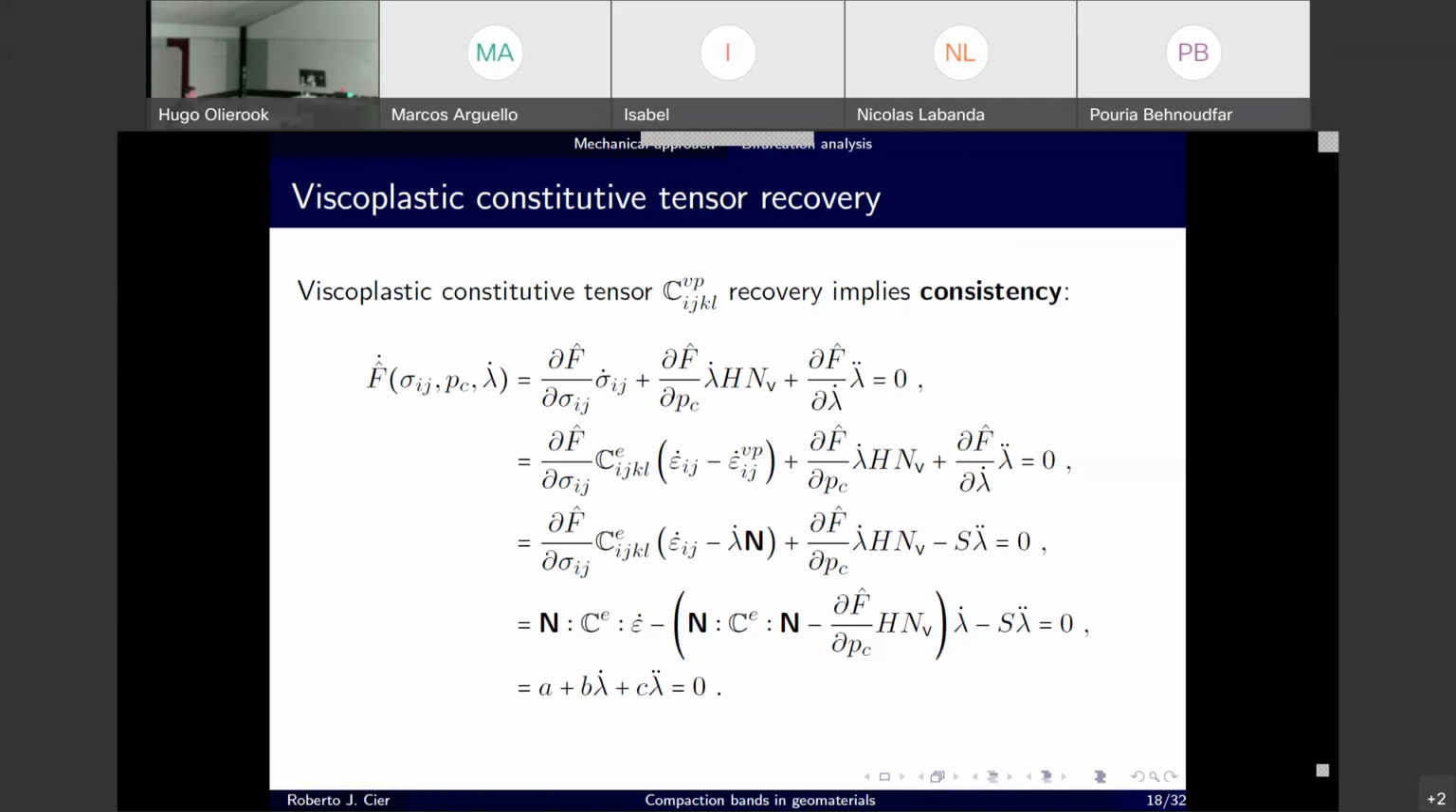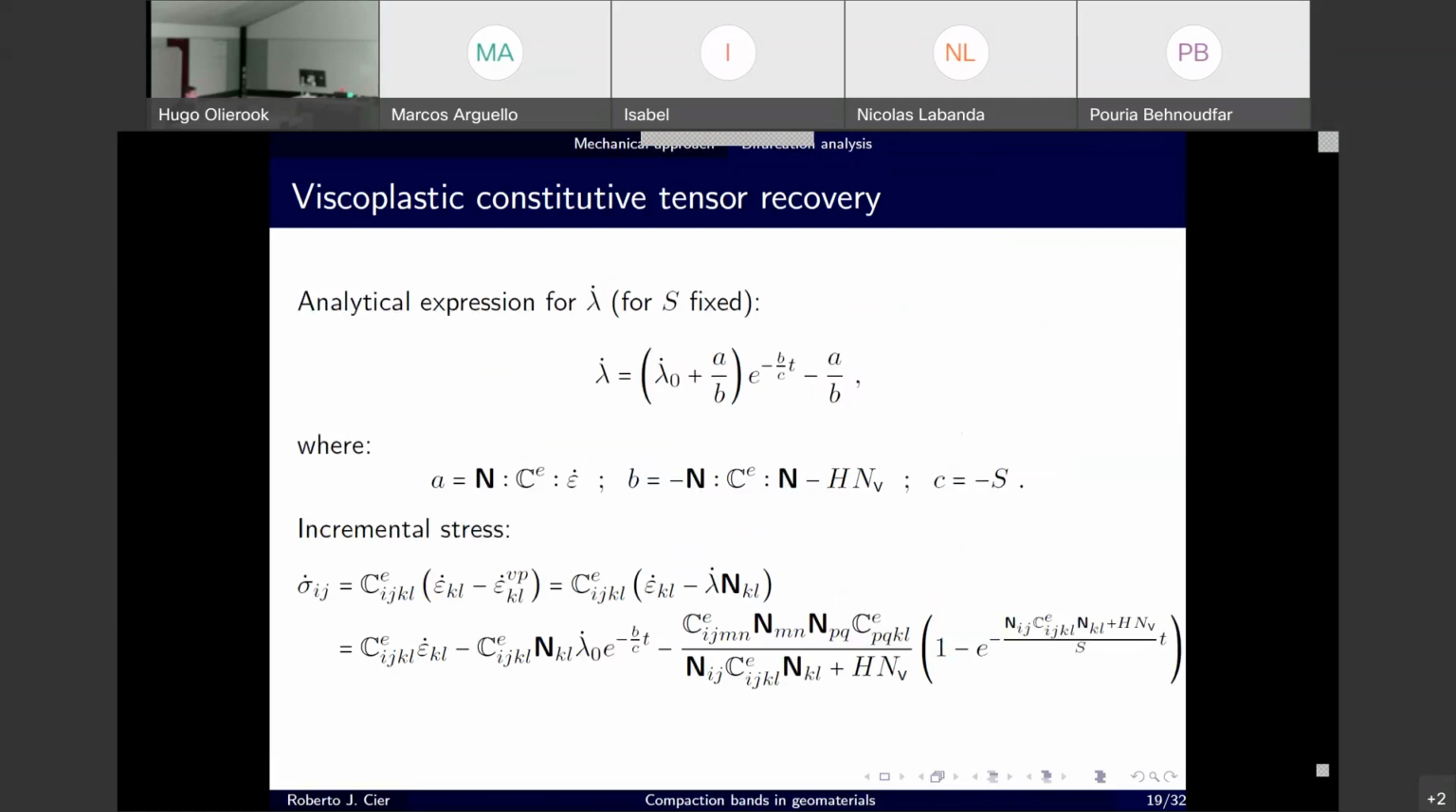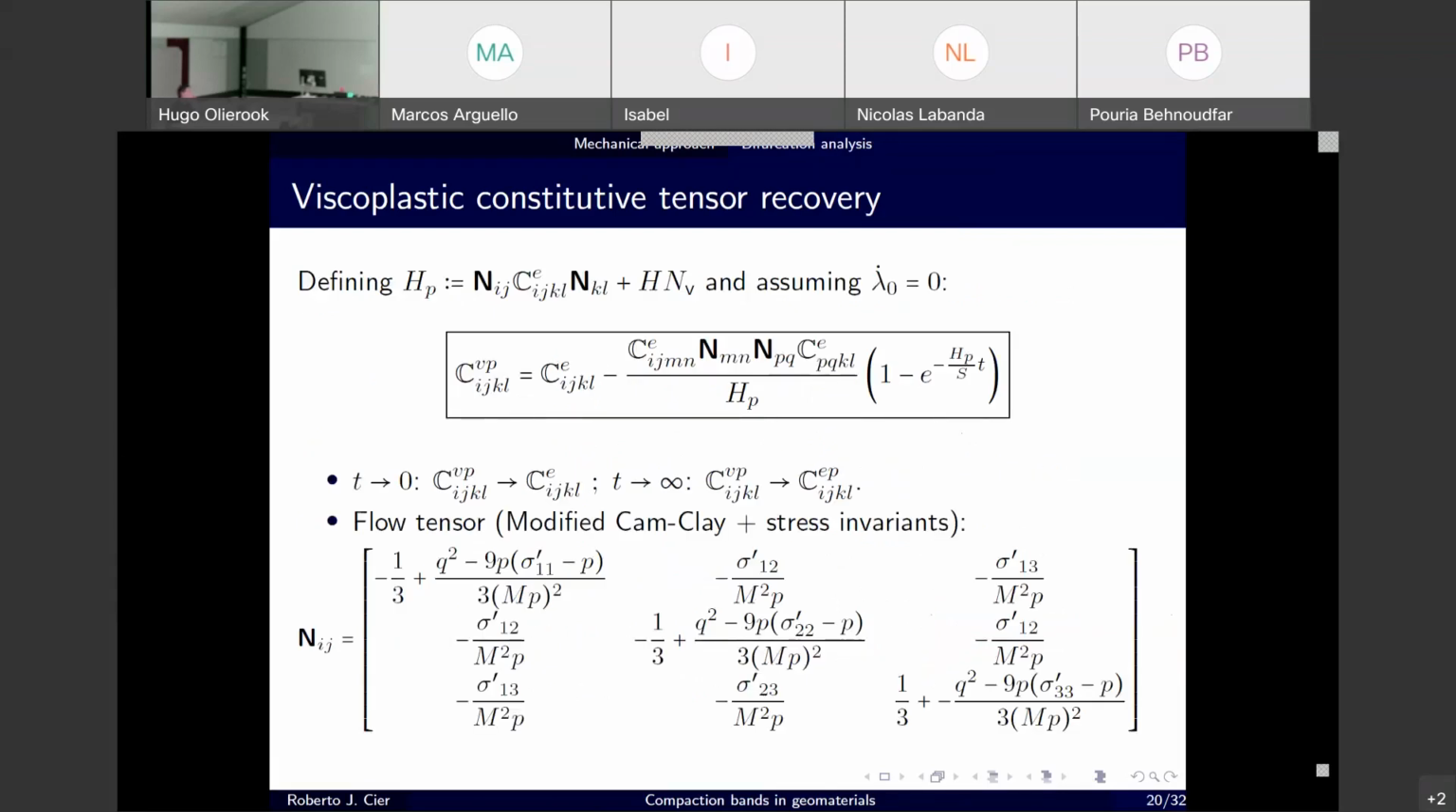And given that we were in critical state working with modified Cam-clay, we could, from consistency, build an equation for the viscoplastic multiplier in the way of an ODE. So solving the ODE analytically, I could reconstruct the viscoplastic constitutive tensor, which allows me then to make a better analysis of what's happening when the localization appears. So we were able to reconstruct the viscoplastic constitutive tensor and to express the flux tensor in a stress invariant way using modified Cam-clay. We can see that the viscoplastic constitutive tensor is recovering the elastic one when it's at zero, and the elastoplastic one when it's reaching infinite, which makes sense for the framework of the theory.